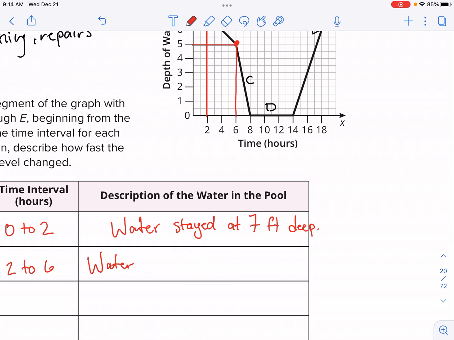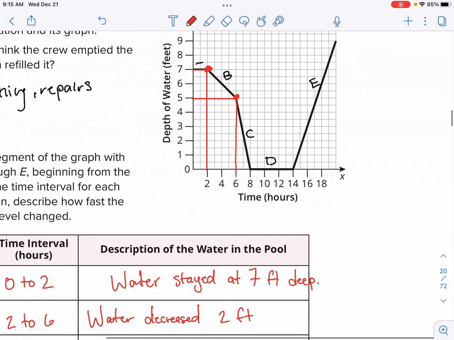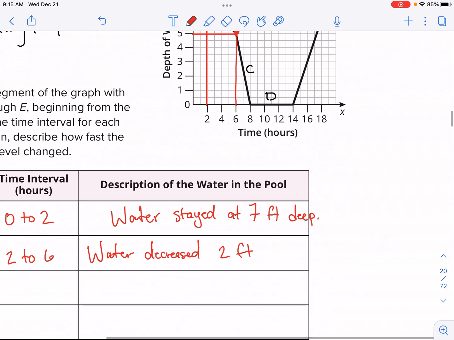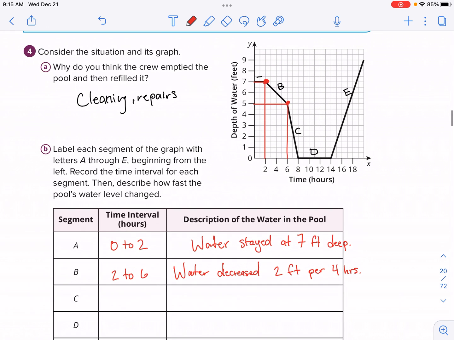Water decreased. I'll write it out, but I'll probably abbreviate later. 2 feet, right, from 7 to 5. And that is from 2 to 6, that's 4 hours. So we're going to say per 4 hours, HRS. Okay. All right, let me go ahead and erase this part.